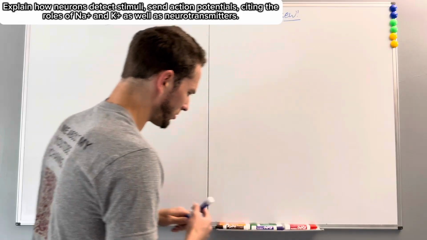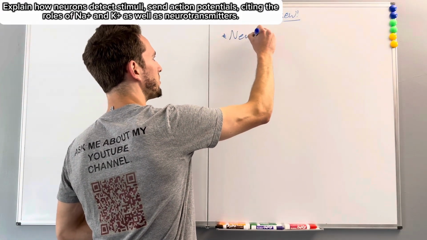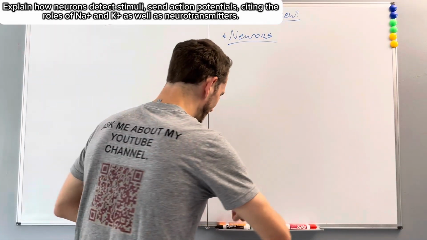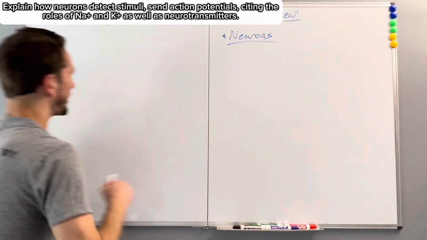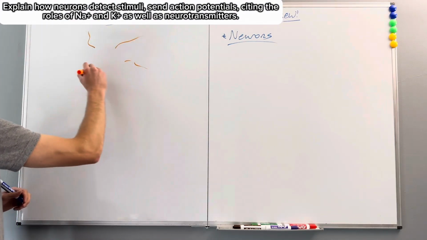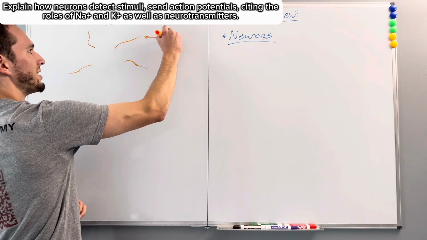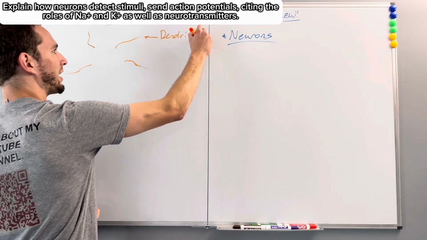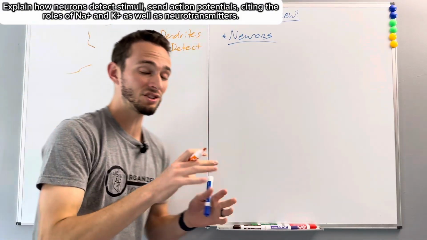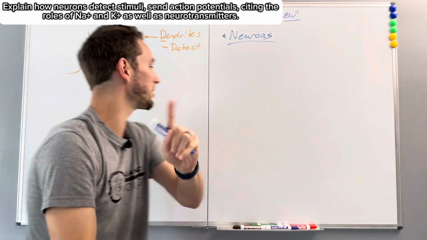So first off, we're talking about neurons, okay? Neurons are going to be the functional cell of the nervous system. If we look at any one neuron, typically it'll have three main parts. We will have these little detectors, I like to call them. These are going to be called dendrites, okay? So I always remember that dendrites detect. They will have, amazingly, these little receptors that can detect a variety of stimuli. We'll talk about them here in a second.